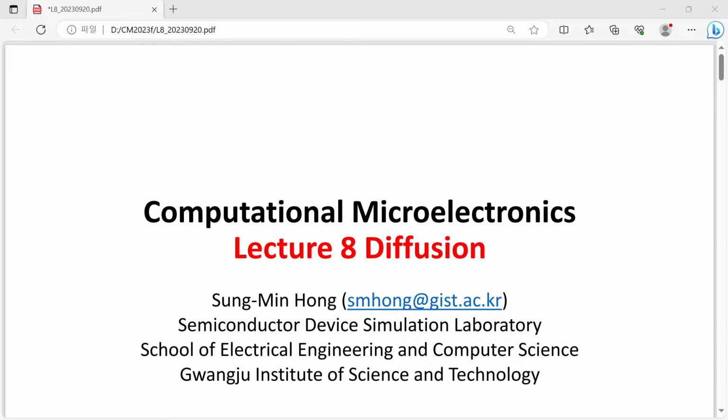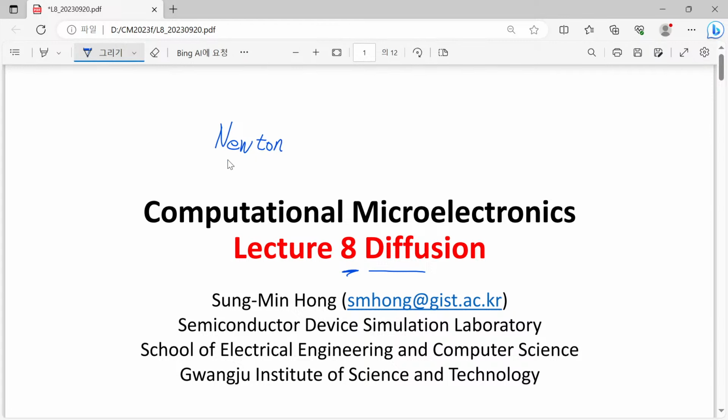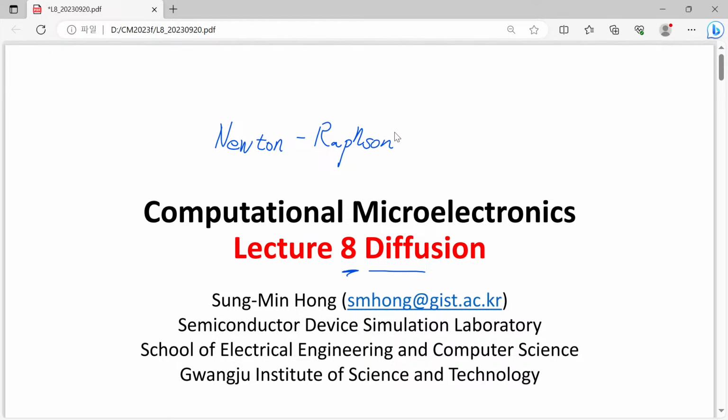Okay, so this is now lecture 8 for steel diffusion simulation. In the previous lecture, we thought about how you can solve a nonlinear system. The answer was that we can adopt the Newton-Raphson method to solve a set of nonlinear equations.